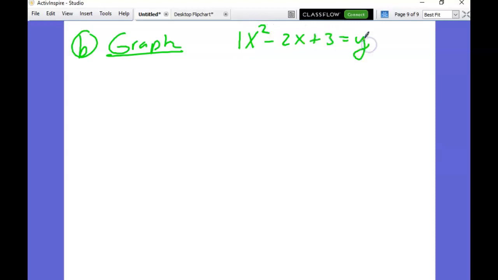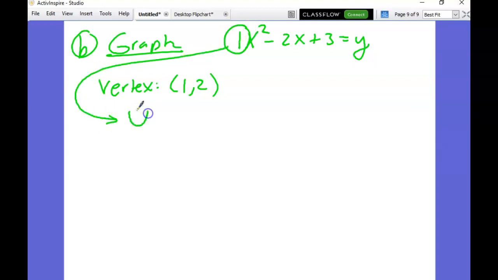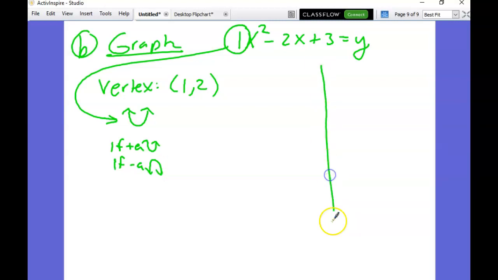I'm going to rewrite my equation because I can't see it anymore. But anyway, my vertex we just found out was 1, 2. And now, is it a happy face or a sad face? It's a happy face. You still look at the number in the front. So since that's a positive, it's a happy face. So remember, if A is positive, it's up. If A is negative, then it's down. So in this case, my A is positive, therefore we have a happy face parabola. So we're good to graph this. I'm going to go over 1, up 2, and I'm just going to sketch a rough happy face there.